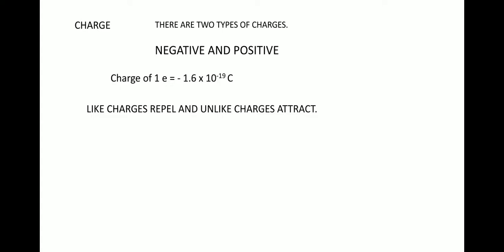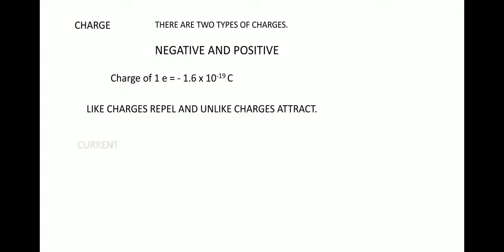So the first thing that we are going to discuss over here is about charge. In class 9 you may have studied that there are two types of charges, namely negative and positive charges. So a charge of 1 electron is equal to minus 1.6 into 10 to the power minus 19 coulomb. The capital C over here represents the unit coulomb. And we also know that the same charges or like charges repel and unlike charges attract.